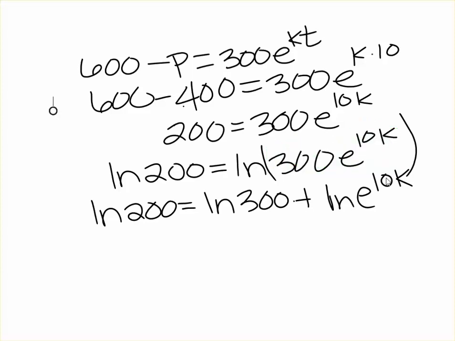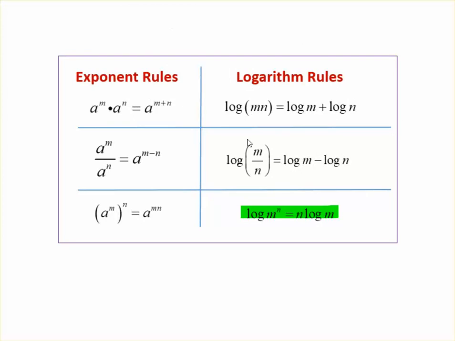You'll notice I still have k as an exponent. I would like to get that k out of the exponent. So again, let's check out some of our log rules. The log of m to the n power can be rewritten as n times the log of m. So we can take that exponent and multiply it out in front.